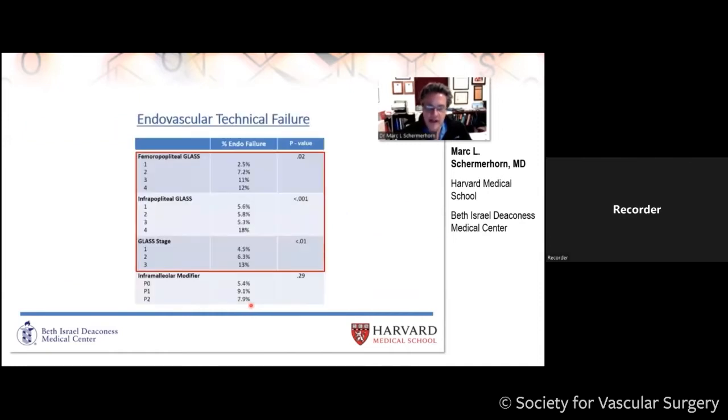When we looked at immediate technical failure in the endovascular procedures, we found that GLASS also was associated with technical failure, more advanced disease, more failure. And we found that that was also the case for the individual components of infrapopliteal and femoropopliteal. Again, more advanced disease, more likely to have immediate technical failure.